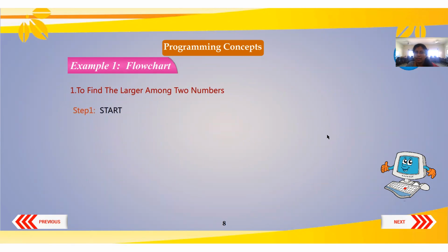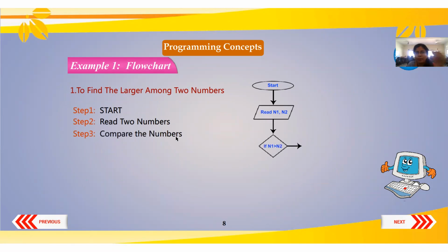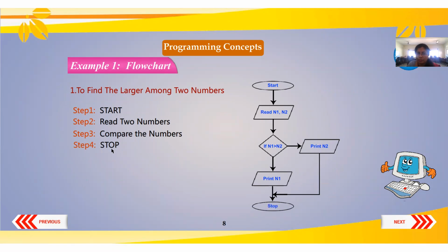Let us see one more big example. Start here, down flow. Now read 2 numbers, read N1 and N2. Compare the 2 numbers. Yes, here we are having the decision box. Compare the 2 numbers and give the result. Stop. What are we doing?